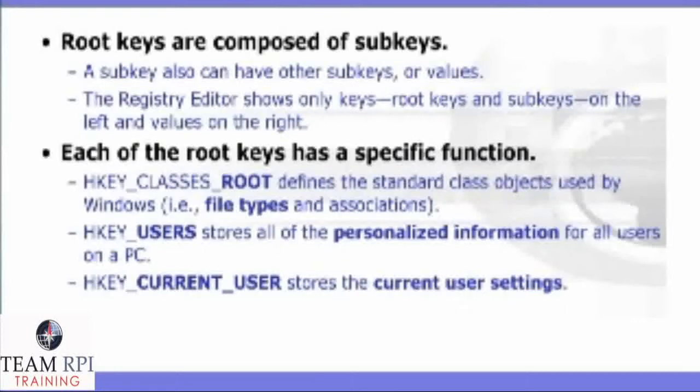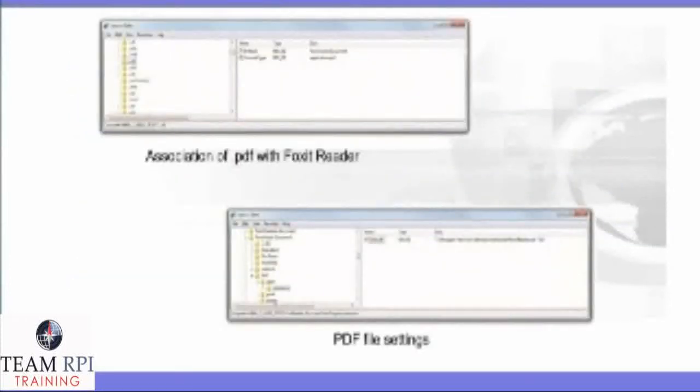The HKey Classes Root defines the standard class objects like file types. The HKey Users stores all the personalized information, and HKey Current User stores the current user settings. Here's a look at the association of .pdf with Foxit Reader. And below are the PDF file settings, also telling the computer that whenever a PDF is opened, I want to use Foxit Reader.